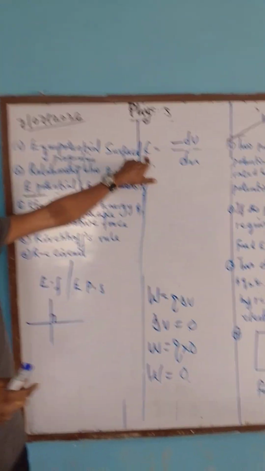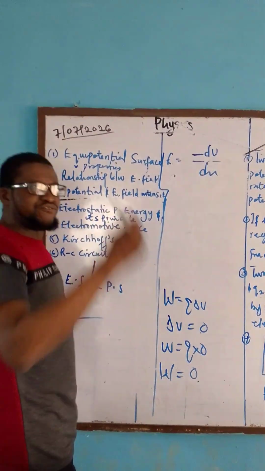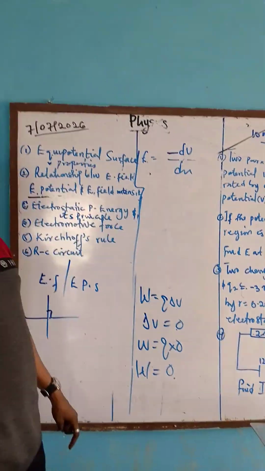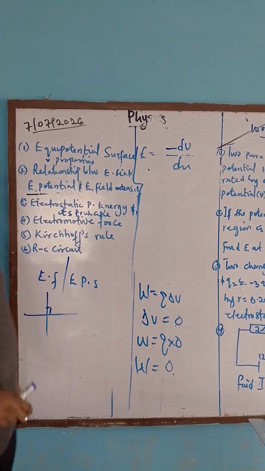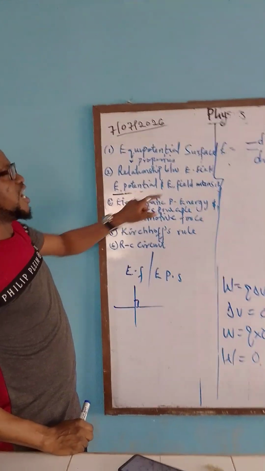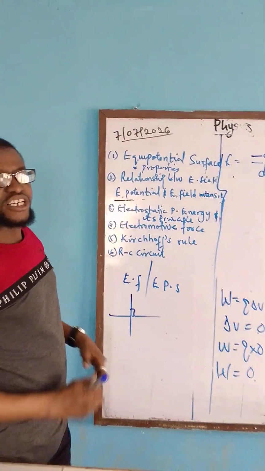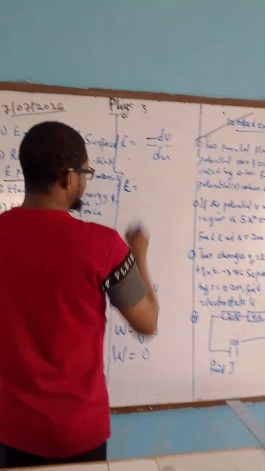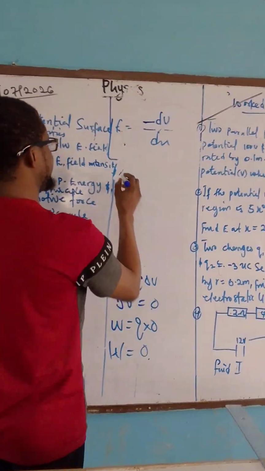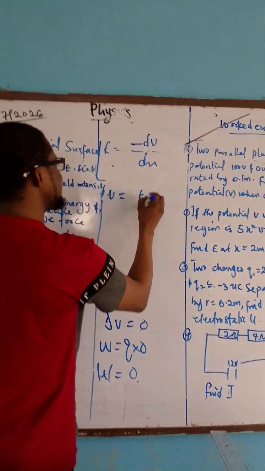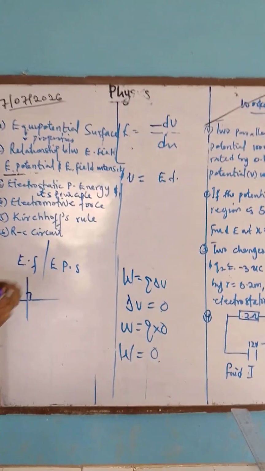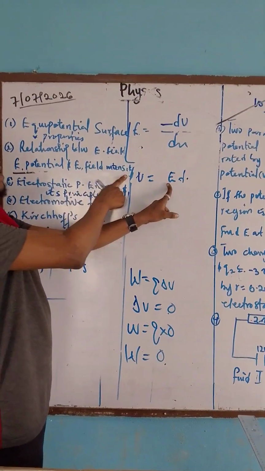Which means if you need to get electric field, you just find the change in electric potential and find the change in what? Distance. Whatever you get is known as electric field. Now, what is the relationship between the same electric potential and electric field intensity? We can have that relationship using V equals E times d, I think it's Ed, yes. Where E is the electric field intensity.